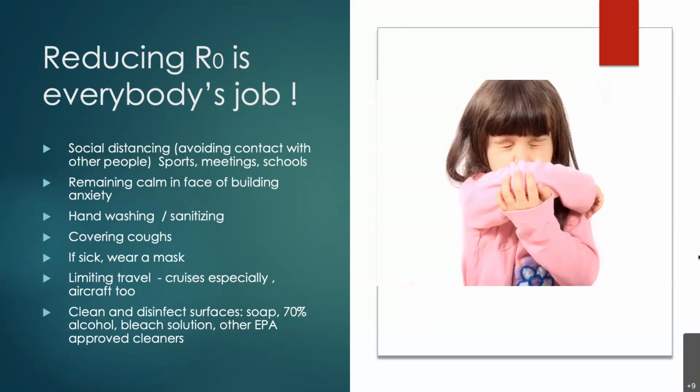I think this has been a tremendous blow to the cruise industry, which was already in trouble because of norovirus outbreaks, but this is certainly not going to help that industry. Cleaning: we talked about soap, 70% alcohol, bleach solutions, and other EPA-approved cleaners. You can go to any of the websites, CDC or other, and get a list of ways you can make these at home, or what they might look like. So if you've run out of commercially available ones, you can make some of these materials yourself at home.